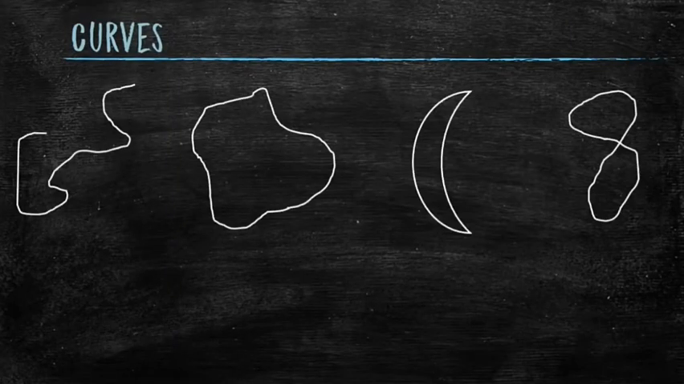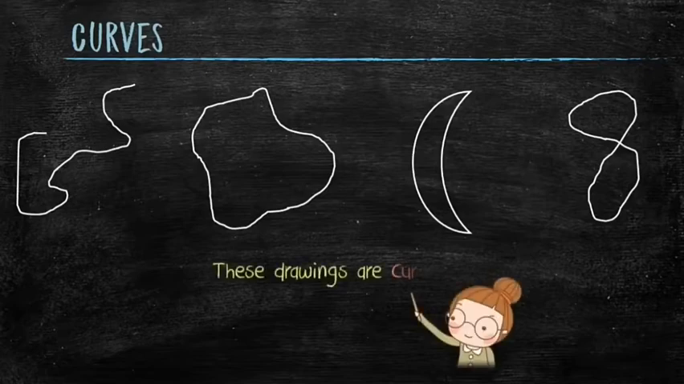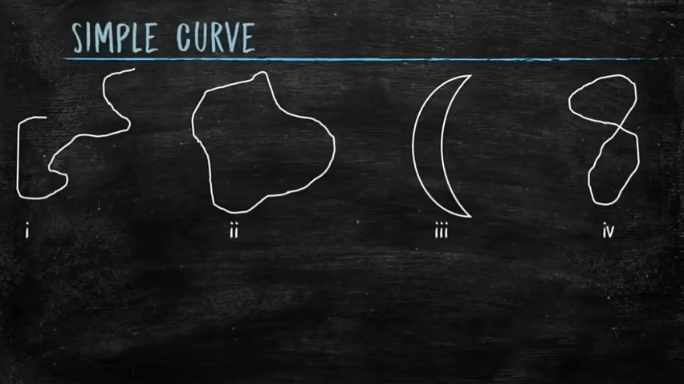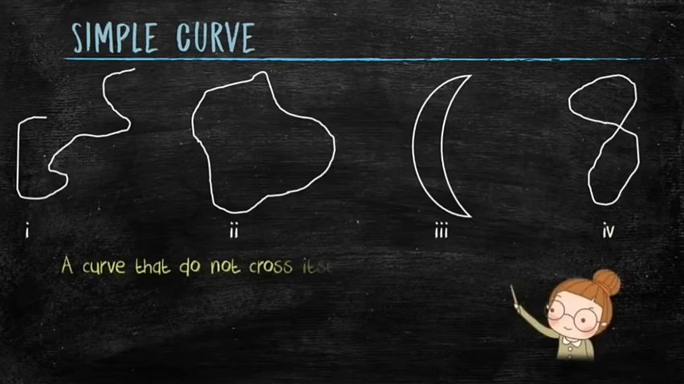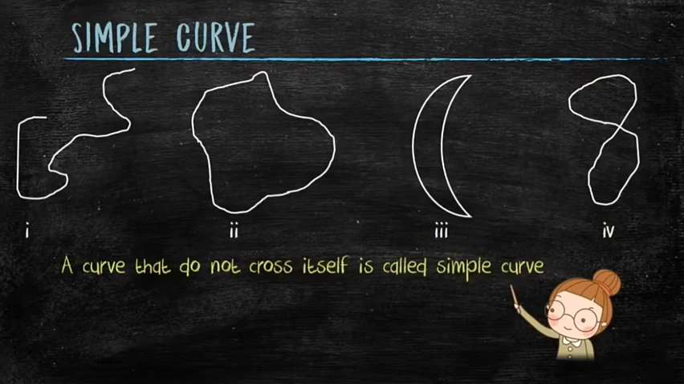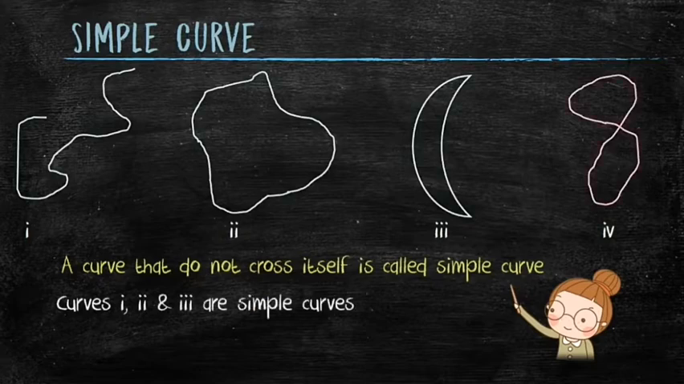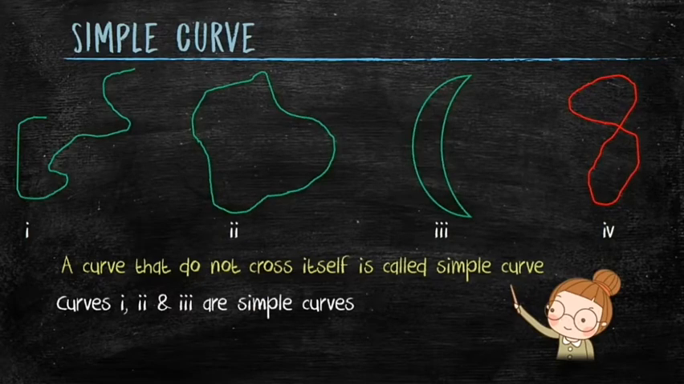Students, some of the result of doodling is shown on the board. These drawings are called curves. Let's understand simple curve. A curve that does not cross itself is called a simple curve. Out of these four curves, first, second and third are simple curves. And fourth is not a simple curve because it is crossing itself.